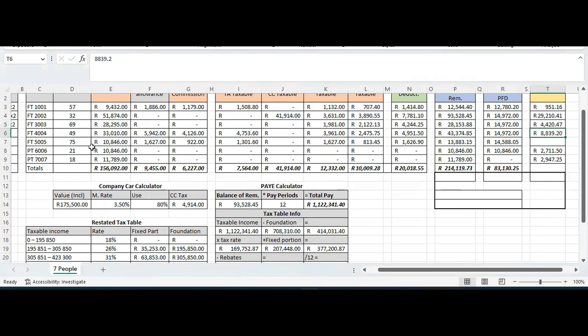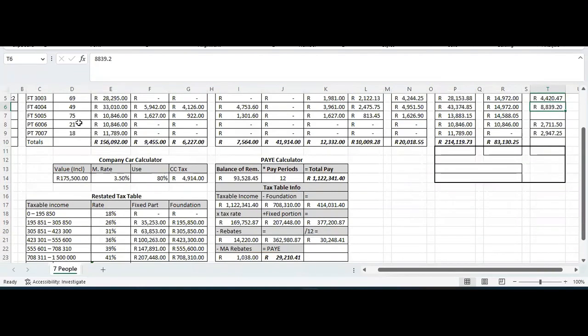But I do want to do it for this old man, employee 5005, because he is 75. He is somebody that's going to get all the rebates, primary, secondary, and tertiary. I didn't do this one for you now, the guy that's 69. Just remember, he will get both the primary and the secondary rebate. But let's go and look at employee 5005. Let's have a look at him.